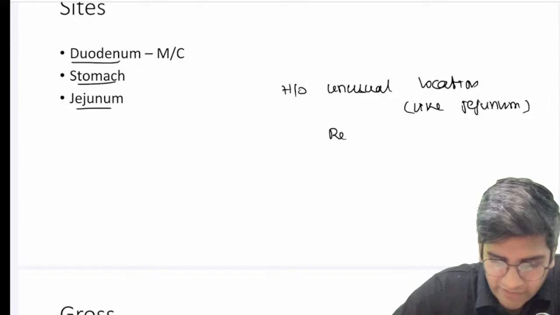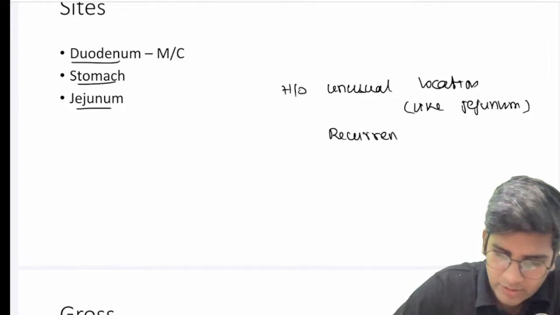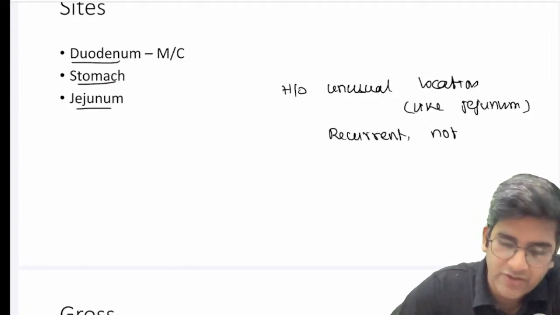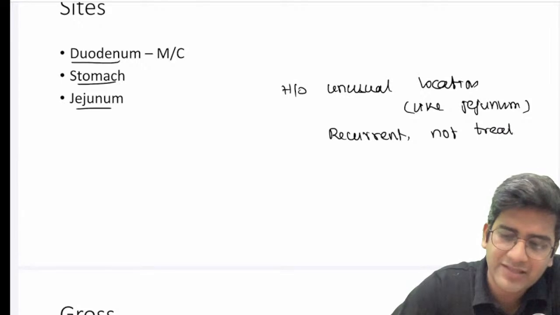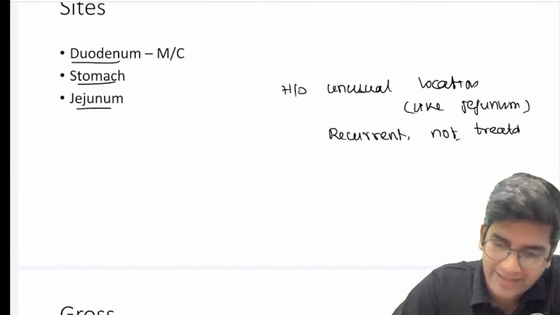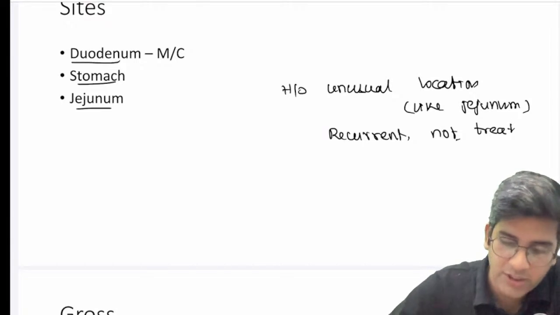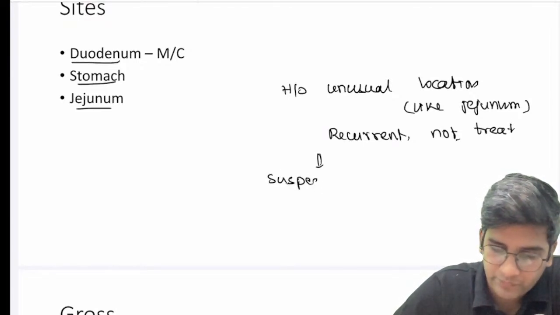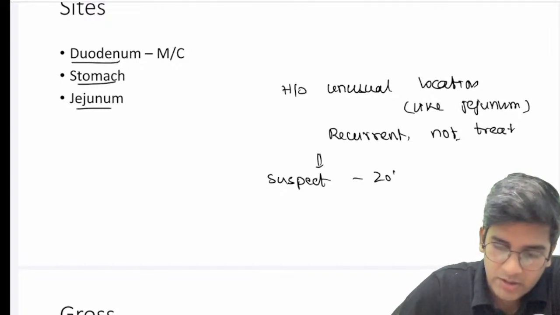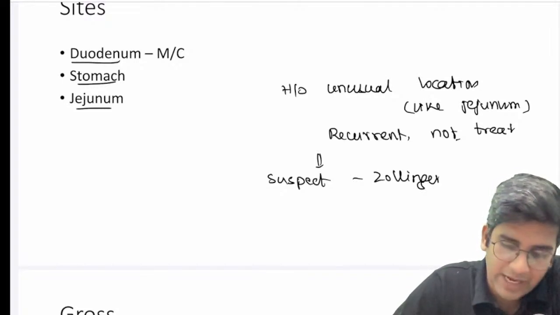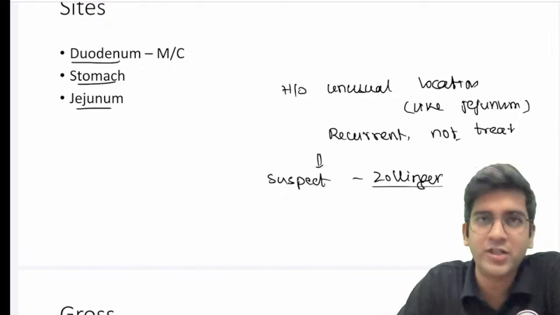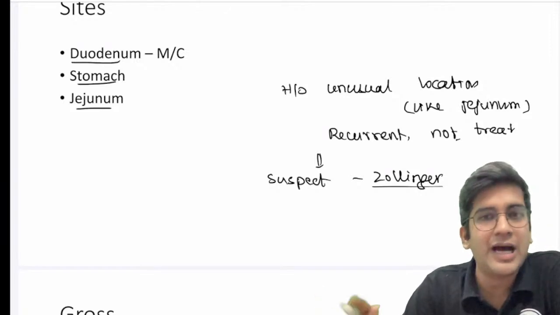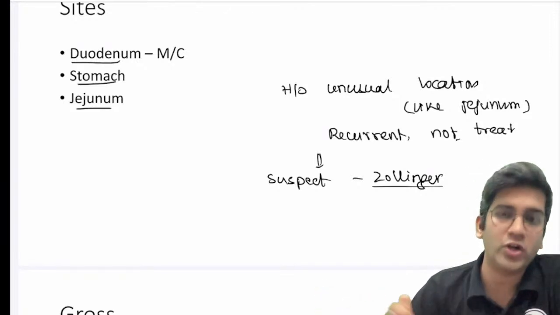If it's recurrent, if it's not treatable, normally gastric ulcers are easily treatable, right? If I'm not able to treat, if it's recurrent, if it's in an unusual location, always suspect Zollinger-Ellison syndrome. Because here I have a tumor releasing gastrin, a tumor releasing the acid secretion. Until and unless I remove the tumor, it will not come into play, right?